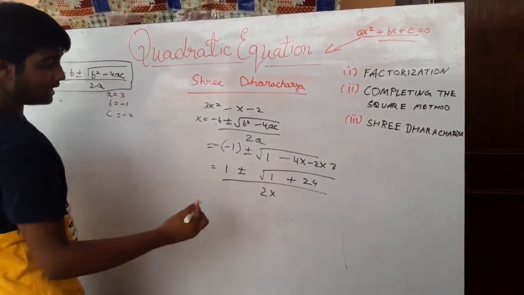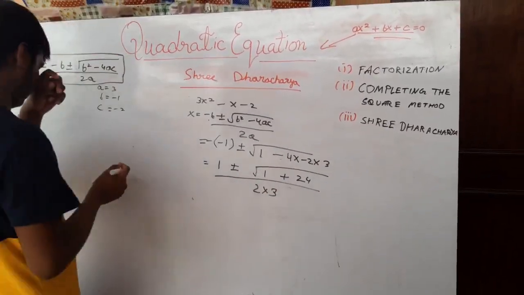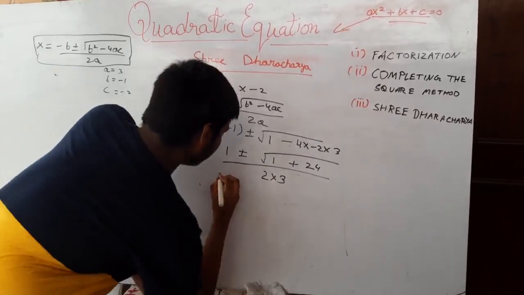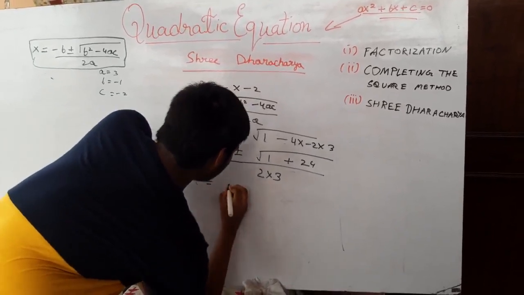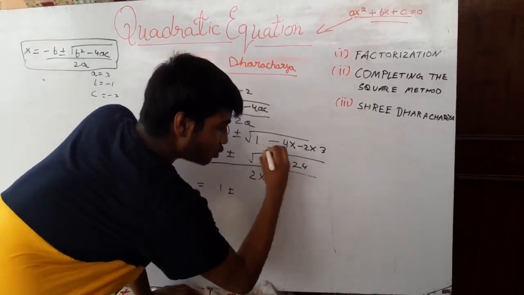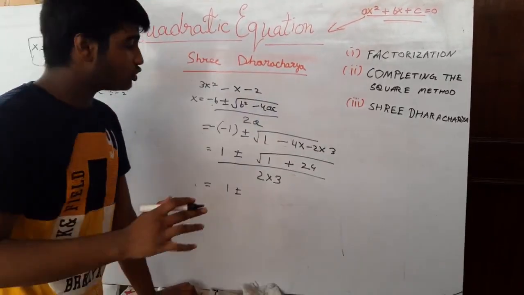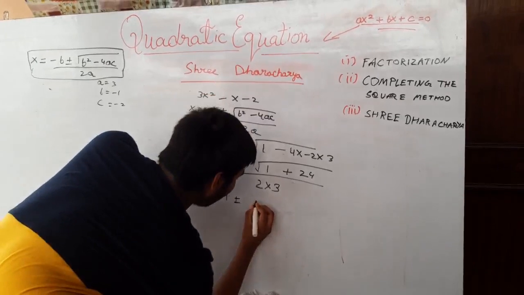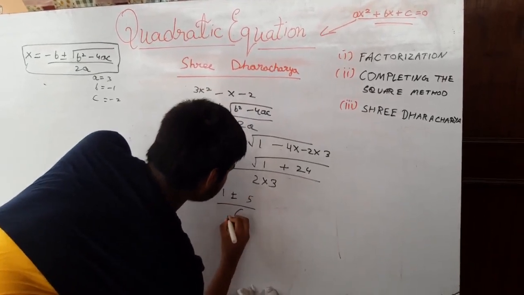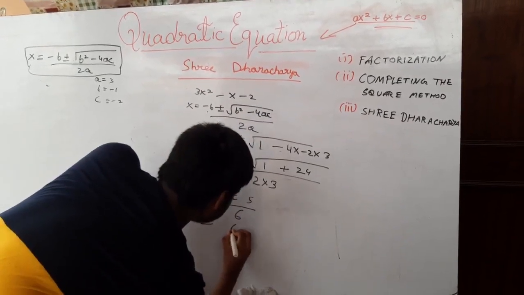So what is our a? A is equal to 3. This is our a. So moving further, 1 plus minus square root of 25, we will get under root 25. So if we solve it, we will get 5 by 6.